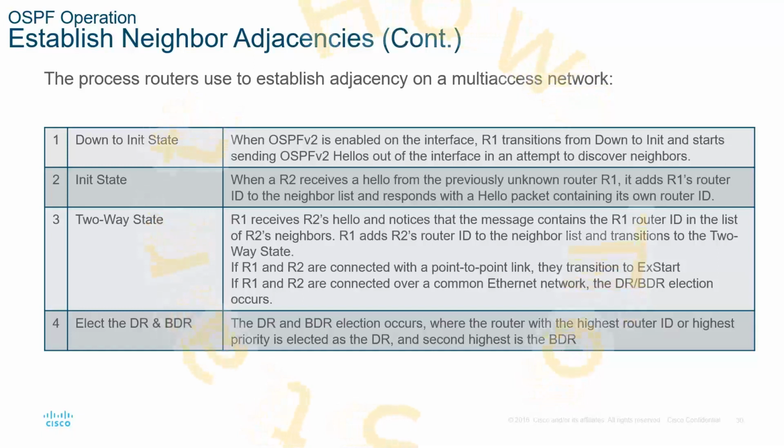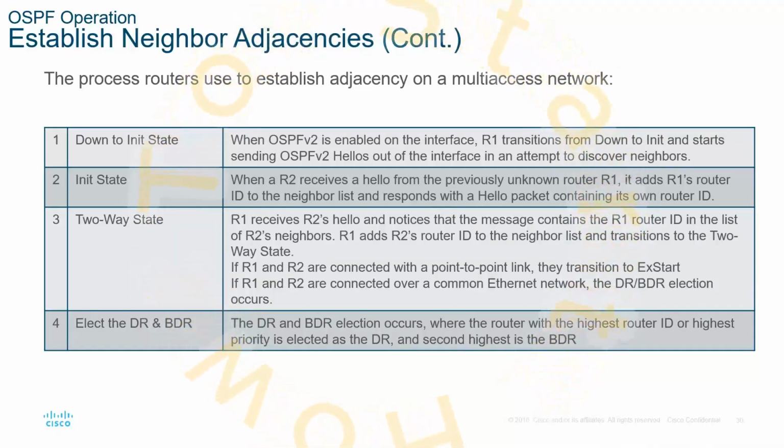R1 will then receive R2's hello packet and will notice the message contains the router 1 ID in the list of information that R2's neighbors has. So now R1 will add R2's router ID to the neighbor list and will transition to a two-way state. If R1 and R2 are connected with a point-to-point, they transition to ExStart. Realistically, that's only used for point-to-point.